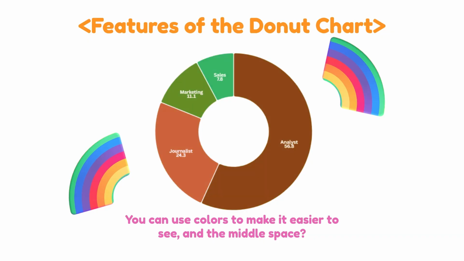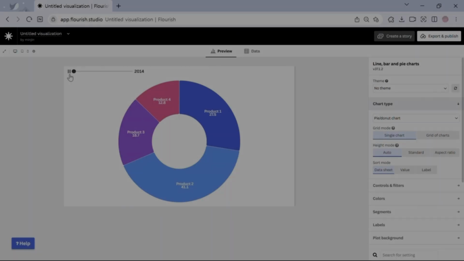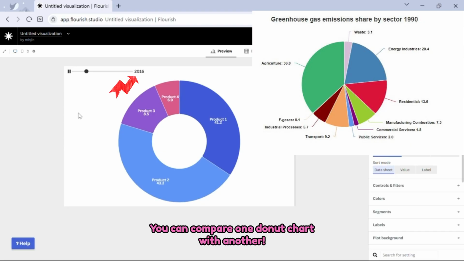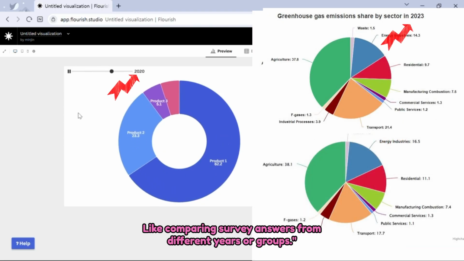You can use colors to make it easier to see. And the middle space? Sometimes people add info or text there. And the best part? You can compare one donut chart with another. Like comparing survey answers from different years or groups.